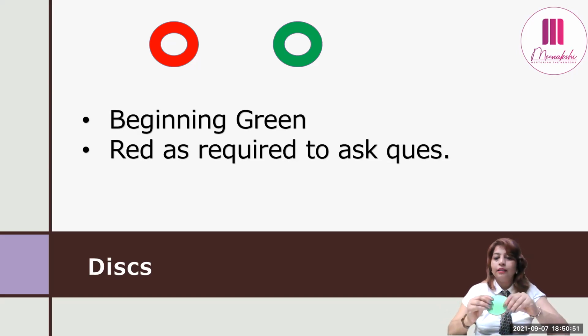So at the beginning of the class, on all of their tables, they'll be showing the green disc. And as and when they want to ask some question, or they are having some difficulty, they will just flip the discs to the red side. This is how, without any kind of disturbance or chaos in the class, the teacher will get to know which students are having difficulty, and will be able to handle the queries.